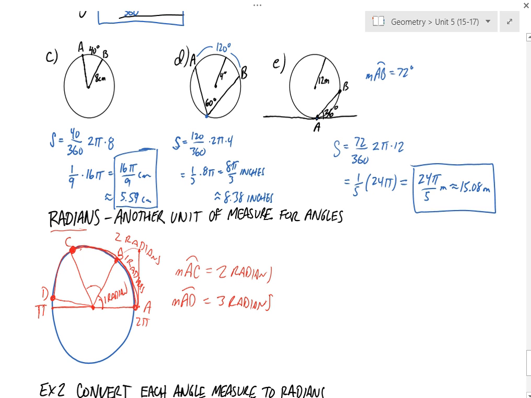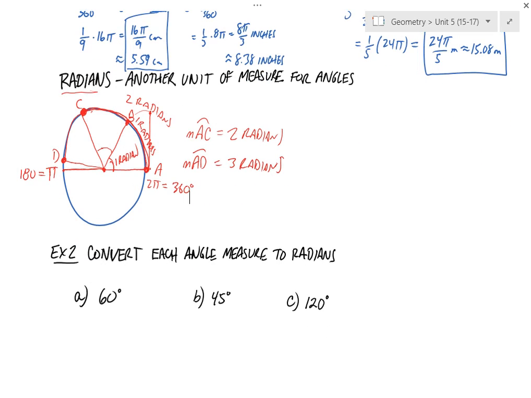So now that we recognize that this 180 degree mark is the same as pi radians, and 2 pi, which brings me all the way around, is the same as 360 degrees, we can use that as a conversion. Okay? We can use that ratio in conversion. So we know now that pi radians is the same as 180 degrees.